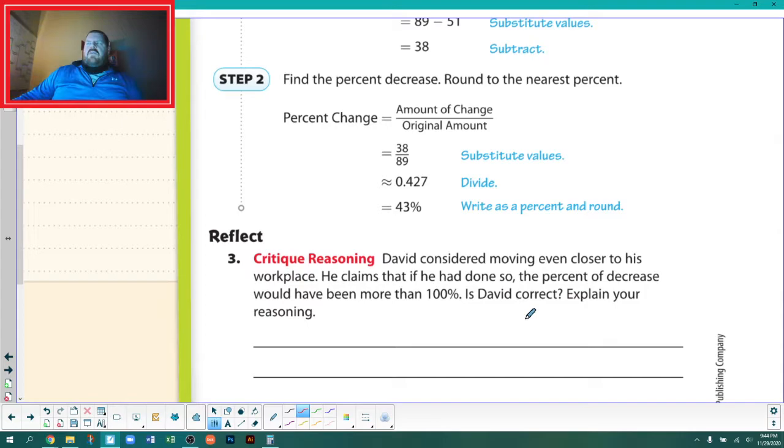David considered moving even closer to his workplace. He claims that if he would have done so, the percent decrease would have been more than 100%. So then it's saying, is David correct? If the percent decrease is more than 100%, let's just say that, percent decrease more than 100%.